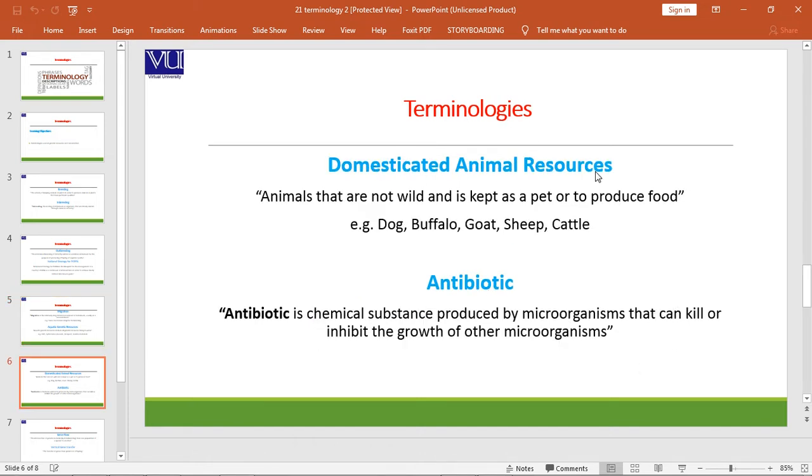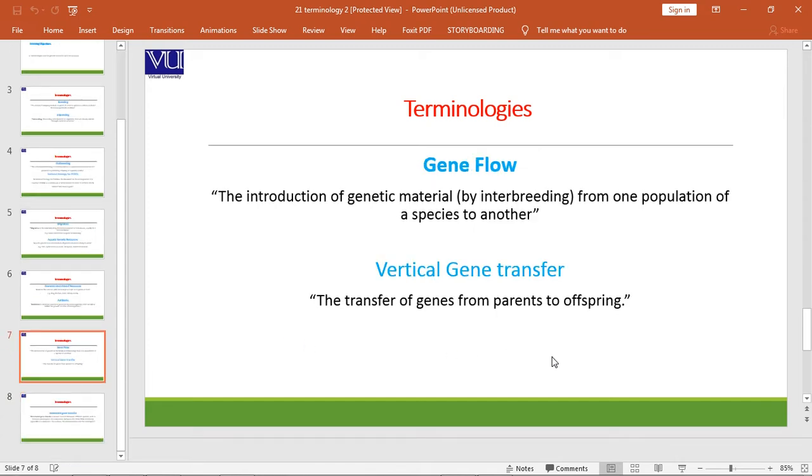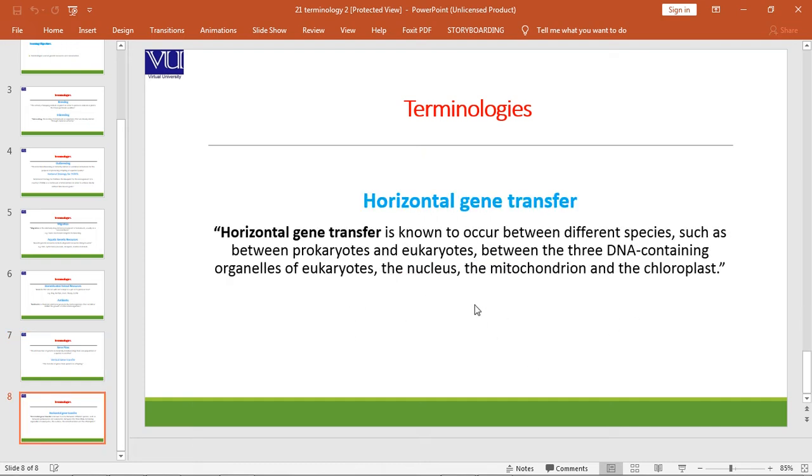Domesticated animal resources: animals that are not wild and are kept as pets or to produce food. Dog, buffalo, goat, sheep, cattle. Antibiotic is a chemical substance produced by microorganisms that can kill or inhibit the growth of other microorganisms. Gene flow: the introduction of genetic material by interbreeding from one population of a species to another. Vertical gene transfer: the transfer of genes from parents to offspring. Horizontal gene transfer is known to occur between different species, such as between prokaryotes and eukaryotes, between the three DNA containing organelles of eukaryotes: the nucleus, the mitochondria and the chloroplast.